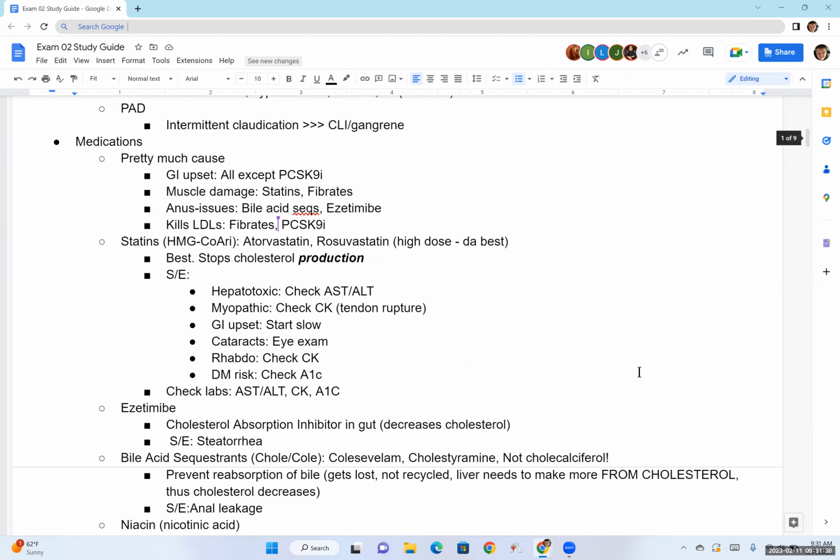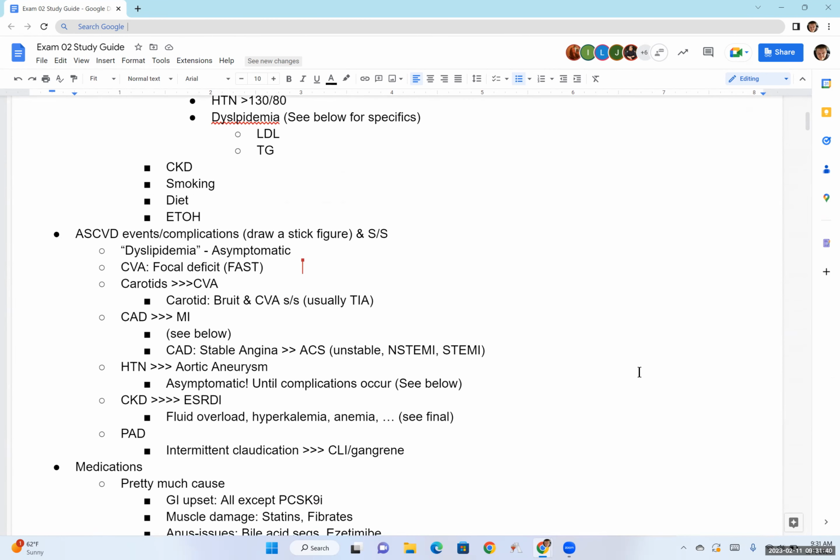Okay, so those are your meds to prevent these complications, right? Dyslipidemia just means that you have elevated numbers, but you don't have a complication yet, right? They're not going to have any kind of symptoms. There are some rare symptoms, like little fat pockets here and there, but otherwise it's not. All right, so then stroke, we'll talk about on Monday.